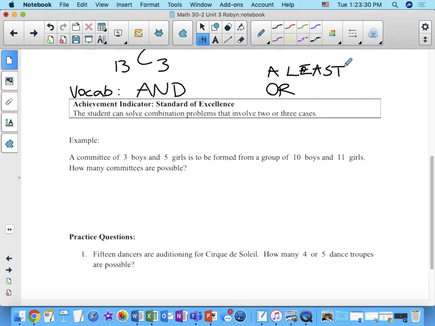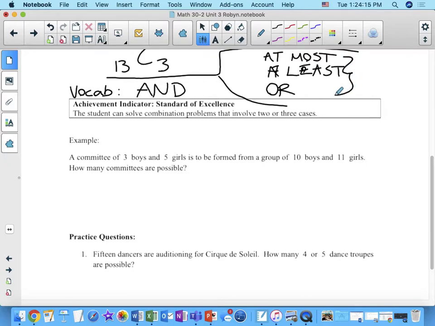Anything else? At most. Okay, now I've kind of divided these up into two sections for a reason. Why do you think I did that? I put and on one side, and then at most, at least and or on the other side. That wasn't random. Yeah. Because with cases, depending on the word, you might have to multiply, add, or subtract the cases. Close, yeah. So depending on the wording, with these three, what do I need to do?